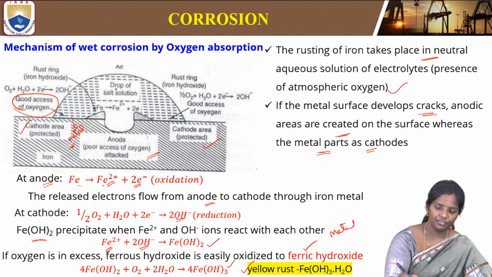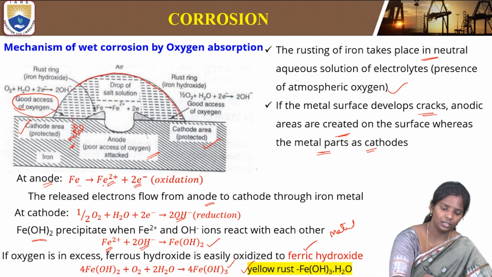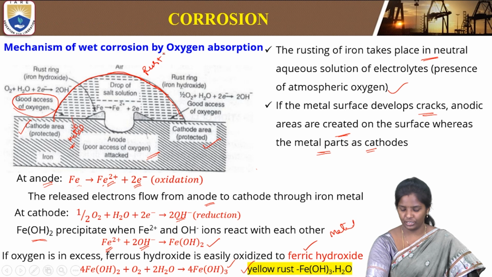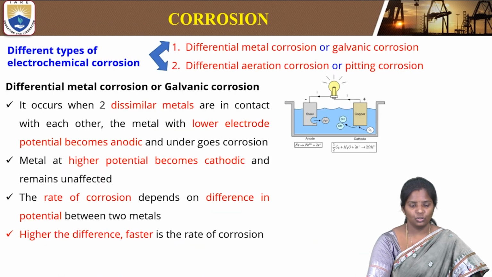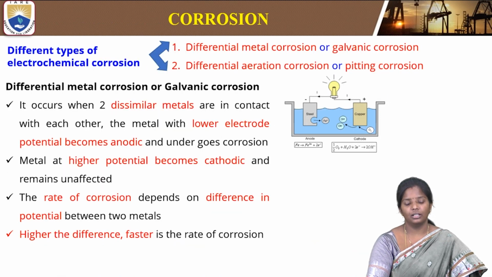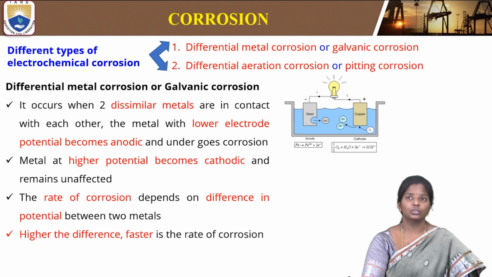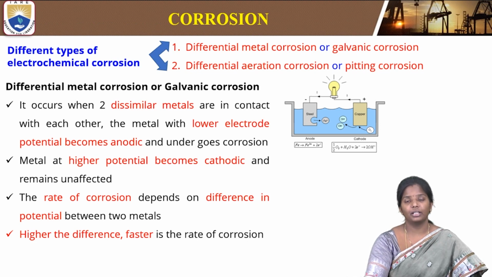So as we see from the figure, this is nothing but the rust that is forming on the metal surface. In electrochemical corrosion, there are again two types of corrosion taking place depending on the metals that are reacting: differential metal corrosion or galvanic corrosion, and differential aeration corrosion or pitting corrosion.